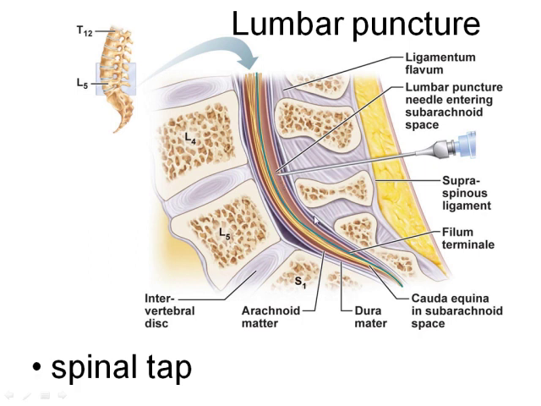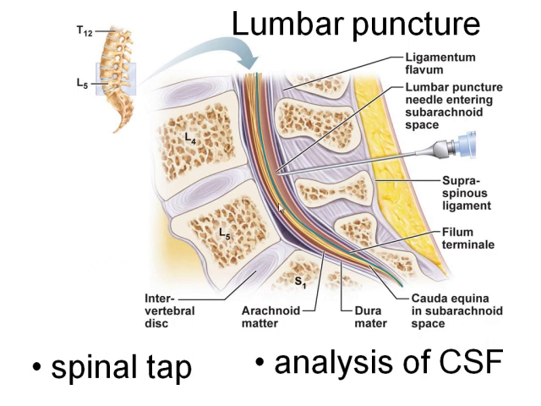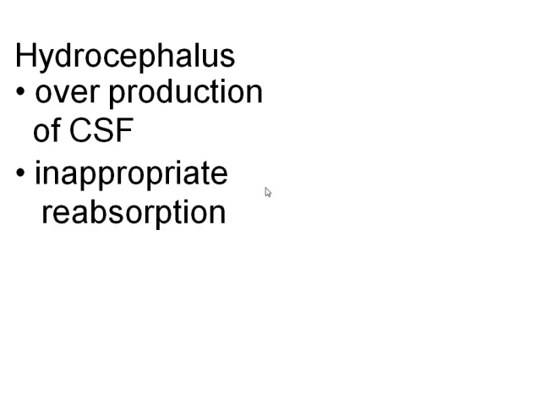Fluid can be withdrawn and analyzed to see if there are chemical imbalances in the cerebrospinal fluid, or blood in the cerebrospinal fluid, either of which would indicate some sort of pathology. Hydrocephalus is a condition where cerebrospinal fluid is either overproduced or not reabsorbed at a fast enough rate.